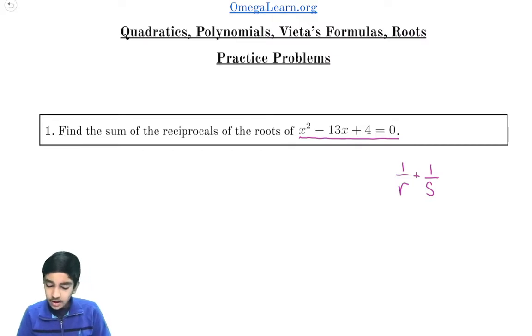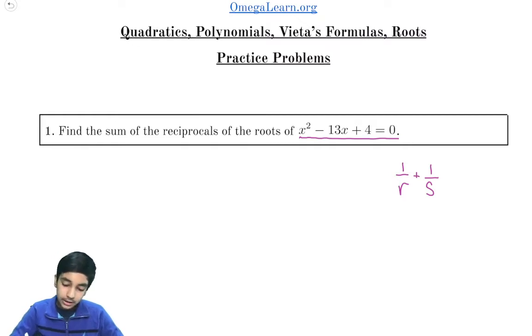Okay, so if 1 over r plus 1 over s is the sum of the reciprocals, how can we find this quantity? Generally, we want to use Vieta's formulas whenever we don't want to find the exact value of the roots, but we want to find some expression in terms of the roots. Here, the expression in terms of the roots is 1 over r plus 1 over s.